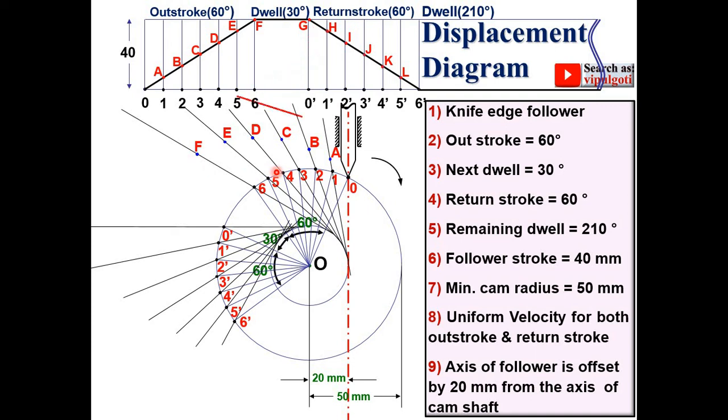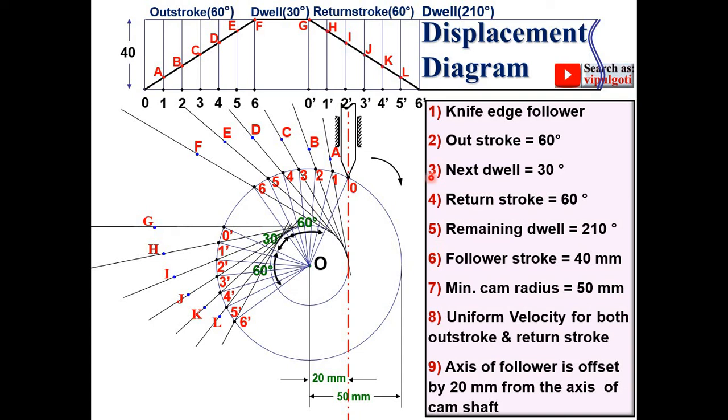Similarly, for the return stroke, transfer this distance on the corresponding line with the help of the compass. Next 4 dash K, and last 5 dash L.